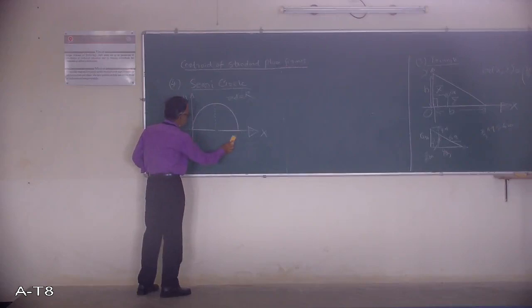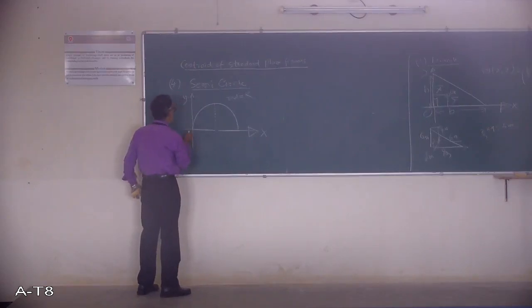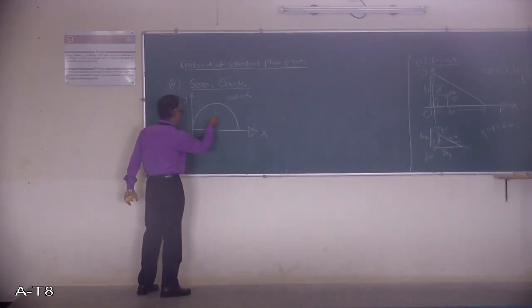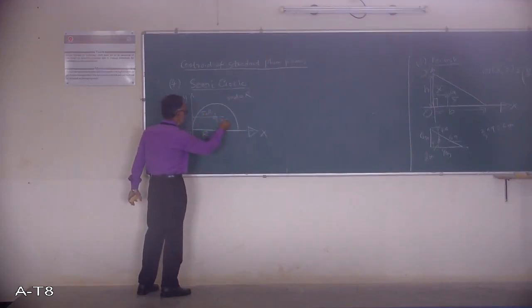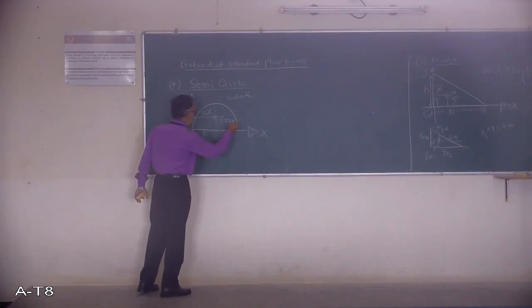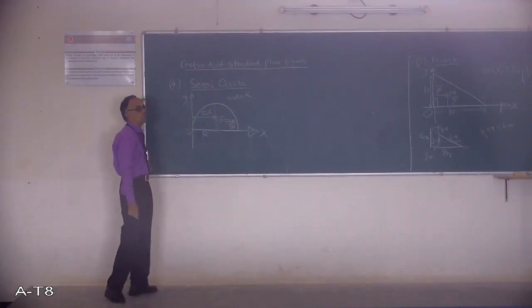Now this is the origin point. The centroid will be exactly at this point. Okay, so I mark here. This is x bar, that is equal to exactly the radius, r. So this is y bar. This is 4r upon 3 pi. Okay, so now how is it 4r upon 3 pi?